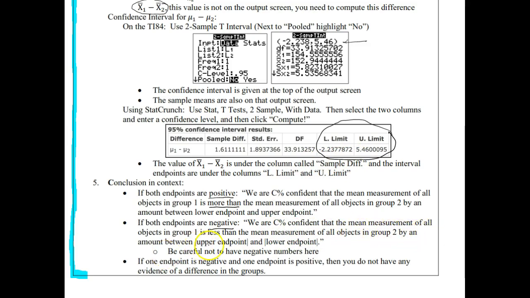But if both the endpoints are negative, then we say that we're C% confident that the mean measurement of all objects in group 1 is less than the mean measurement of all objects in group 2 by an amount in that interval, where we drop the negatives because that's taken care of with the less than. The absolute values just mean to write those endpoints without the negative sign. So be careful not to have negative numbers in your interpretations here.